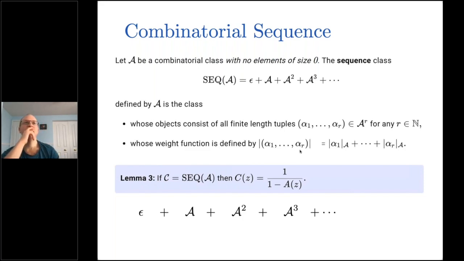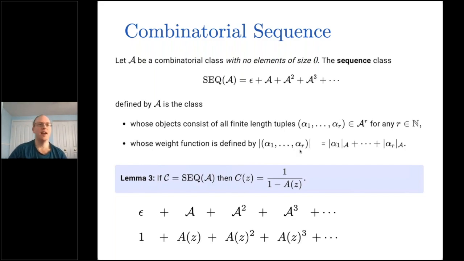So if I take my sequence, this is the definition. Now what happens with generating functions? Well, the neutral class has generating function 1. The class A has generating function A(z). The class A squared has generating function A(z) squared, and so on and so on. And we've seen before many times this kind of sum can be represented like this.